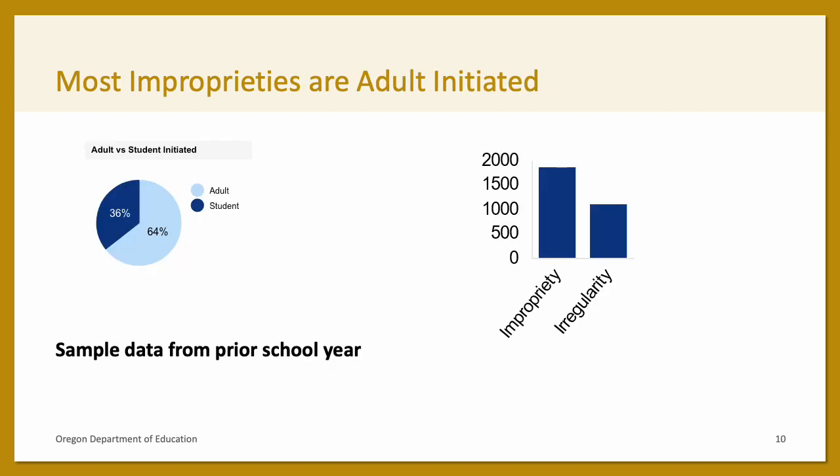As mentioned in prior slides, our impropriety data consistently shows that about 2/3 of improprieties are adult-initiated. This presents us with important training opportunities that we need to make sure are well understood by school test coordinators and TAs. ODE receives about 1,500 testing impropriety reports per year, which often include multiple improprieties. The number of tests impacted by impropriety reports fluctuates from year to year.